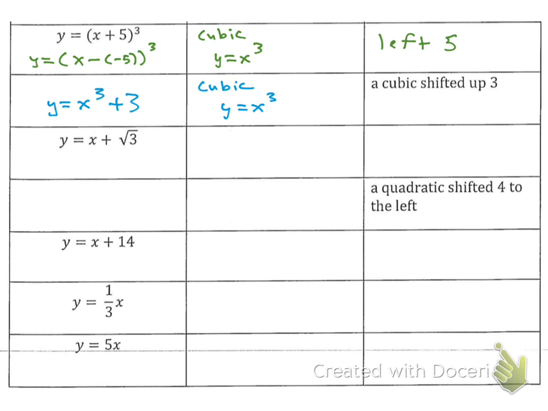All right, next one tries to trick you. They can't trick you. Y equals x plus the square root of 3. Square root of 3 is just a number, right? It's like 1.73. But either way, what's that parent function? Linear. And what's the transformation? Up. Yeah, you could say up square root of 3 or 1.73.